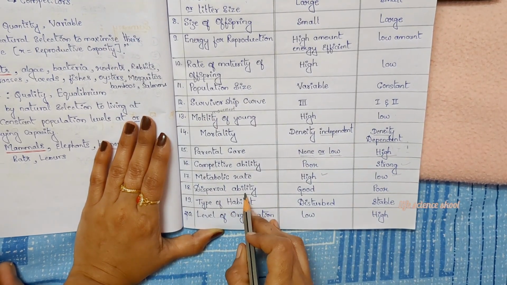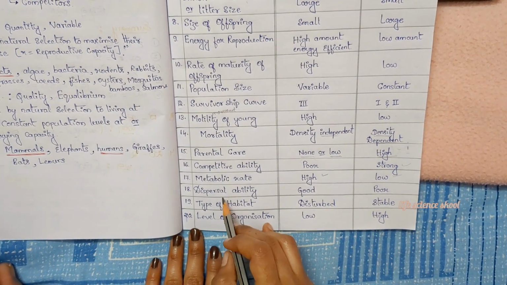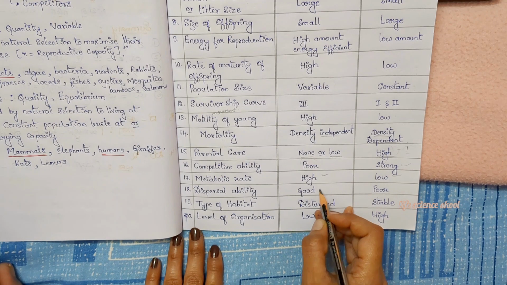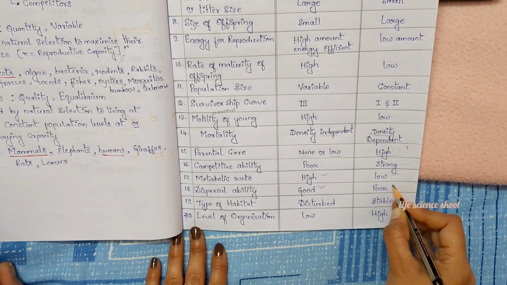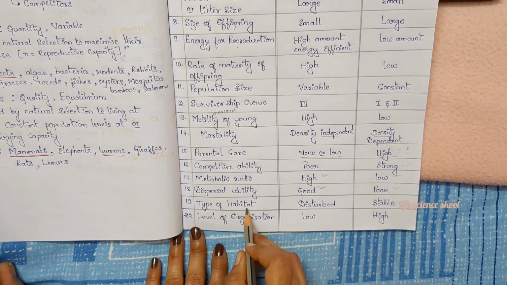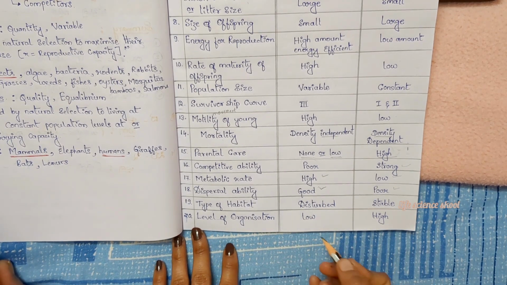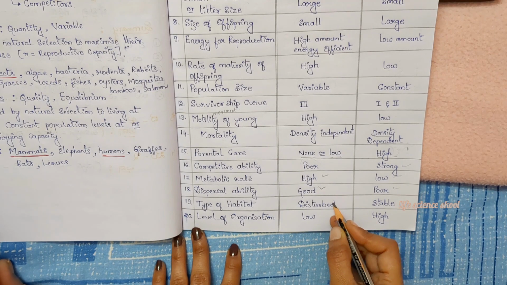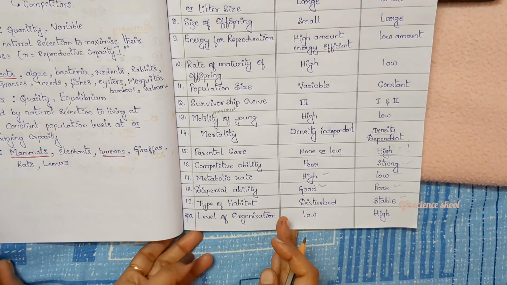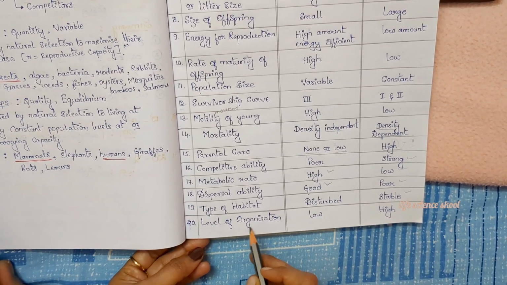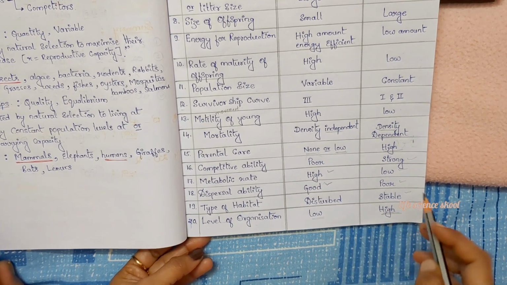And then dispersal ability. I'm hoping these are common English terms and you are understanding these things. Dispersal ability: insects can go anywhere, so it is good. In K-selected species, it is poor. Coming to the type of habitat: for insects, the habitat is usually disturbed; for K-selected species or mammals, it is always stable. The last characteristic is level of organization, which is low in r-selected species and high in mammals.